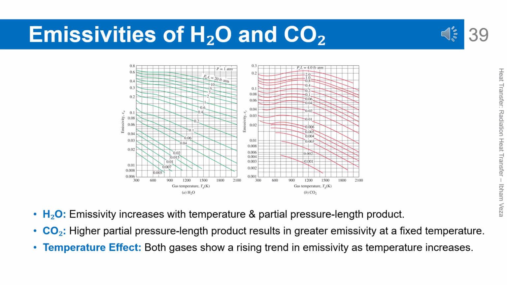Emissivities of H2O and CO2 increase with increasing temperature and the product of partial pressure and path length. Under the same conditions, H2O generally has higher emissivity than CO2. This shows that water vapor is often the dominant contributor to gas radiation. A longer path length strengthens the radiation effect. This chart is very important for combustion chamber and hot gas analysis.